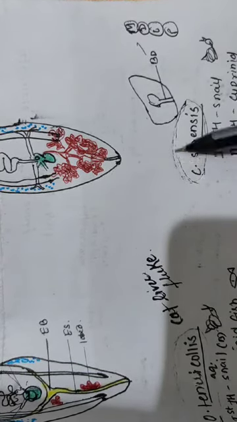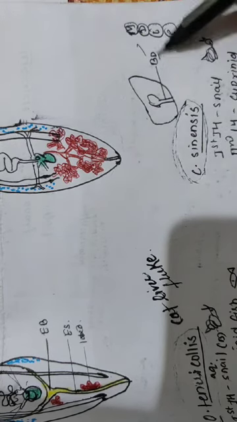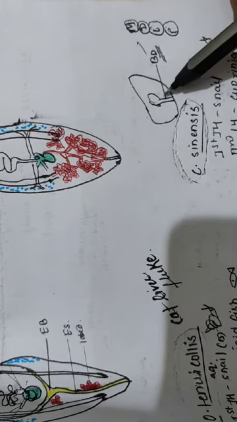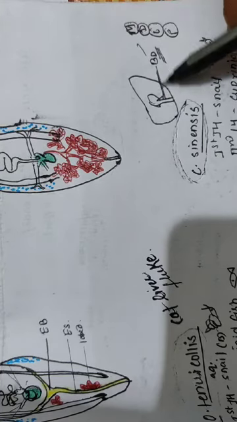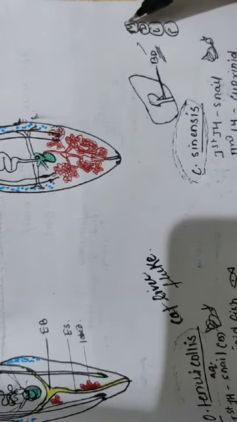And it is commonly found where? In the gallbladder and the bile duct. It is present in the bile duct. And it affects men, dog, cat, and poultry.